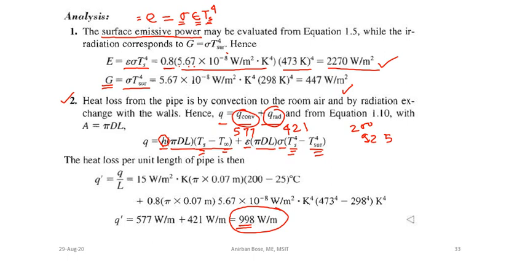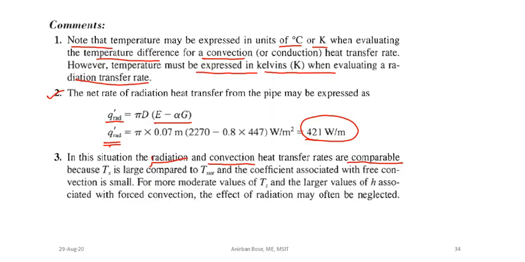But in most convection situations, if it is forced convection, if h is very high, then you will find that the radiation part is very, very small and can be neglected many times. In convection problems, you will find that we almost always neglect the radiation part, because h values are very high and the temperature difference might not be very high, and that is why the radiation component becomes very small. But here in this problem you see that they are comparable. Okay, so these are the three comments mentioned here.